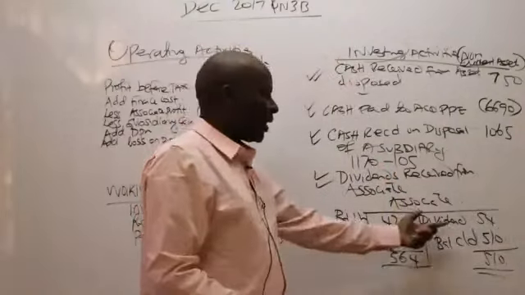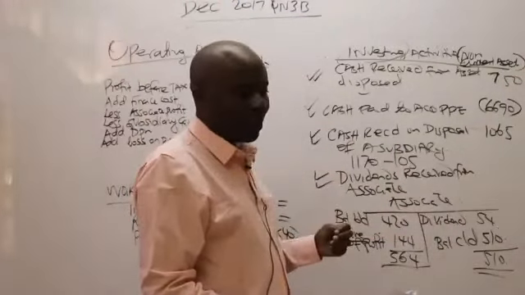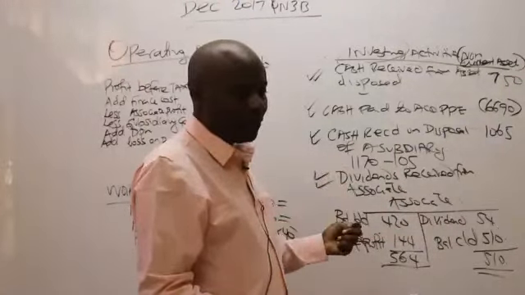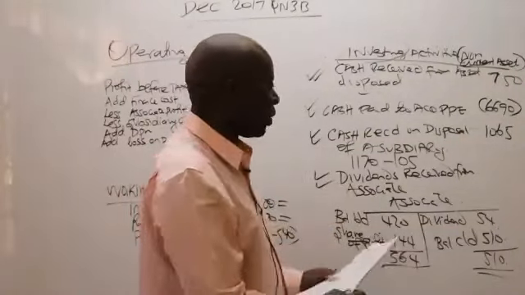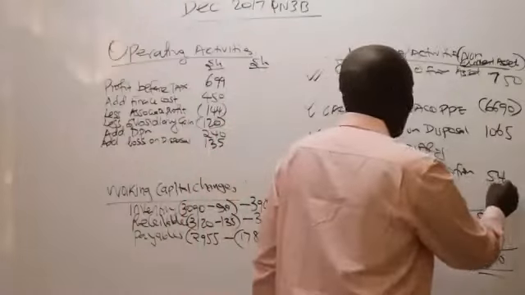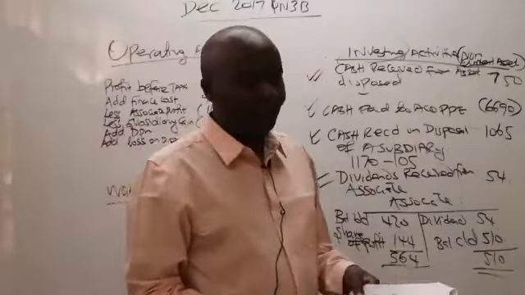So you can see it's accrued on the associate, meaning that it must be a debit in our bank account. So it's cash that was received. Cash received from the associate, dividend received from the associate. We have 54, like that.